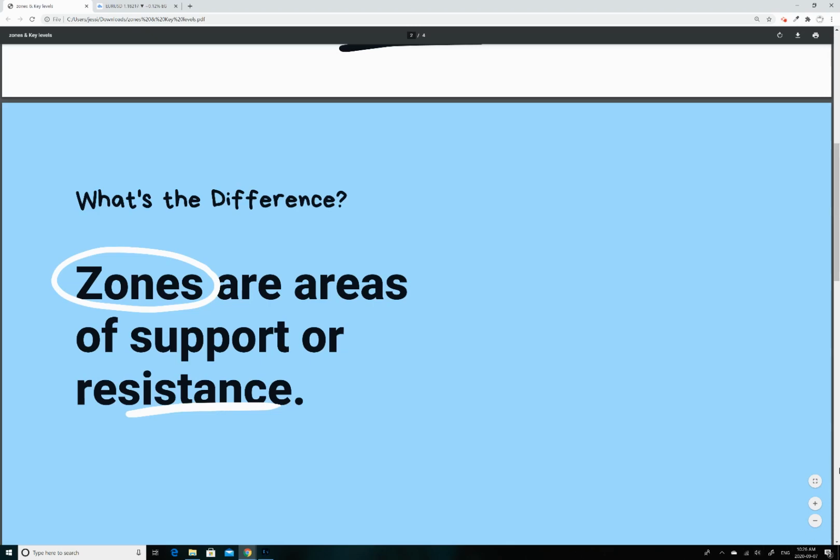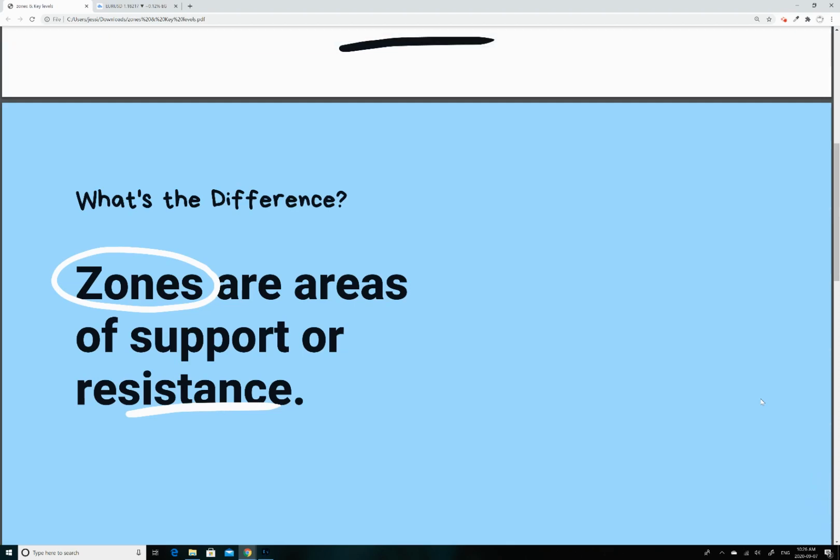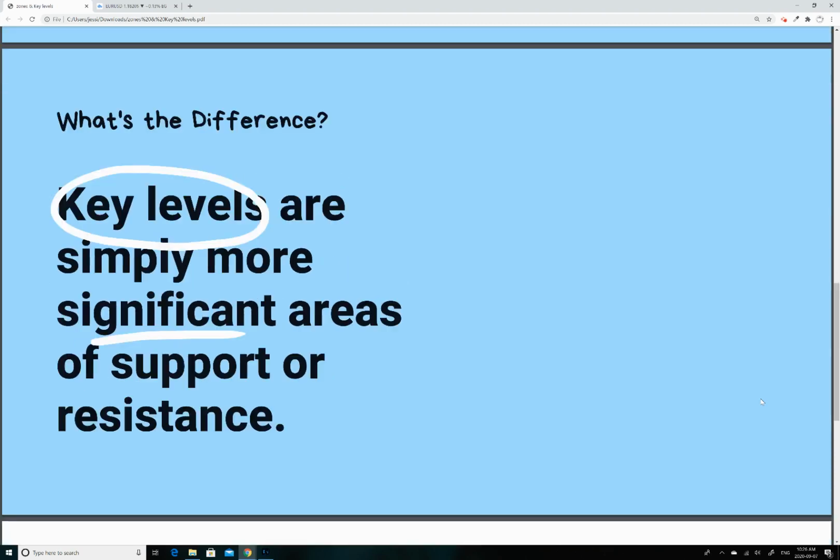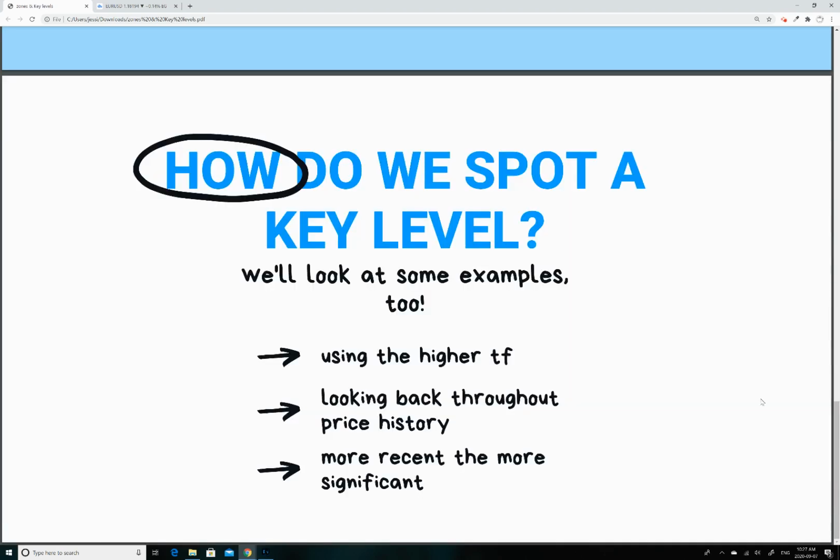Okay, so the difference between zones and key levels is that zones are really just areas of support or resistance. So they're happening all the time on the chart, right? Even during a pullback or a smaller time frame trend, you'll still find areas of support or resistance everywhere. Whereas key levels, they're still areas of support or resistance, that's technically what we're looking at, but they're a little bit more significant, meaning that price will respect them more often and more accurately. So you'll see what I mean by that when we get into some examples.